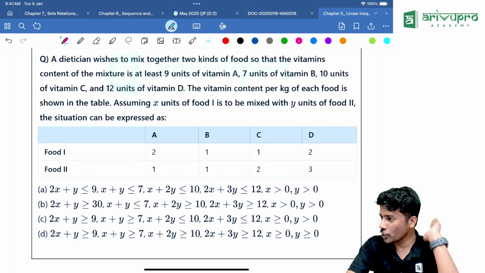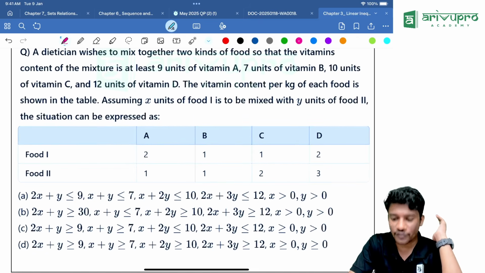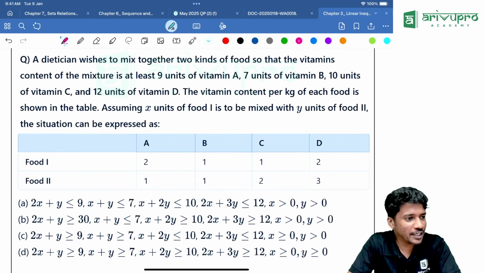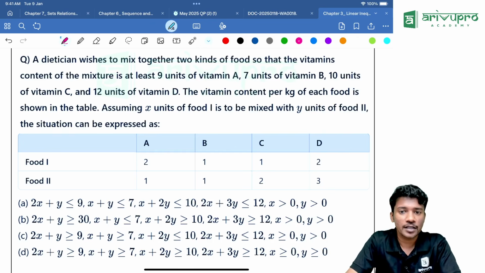Questions will look very big, but it doesn't matter. You will get the answer very fast. This is one of the easiest topics, and I'm telling you, in previous years these types of questions have come many times. It is just to give you marks. Okay, yes, tell me now.